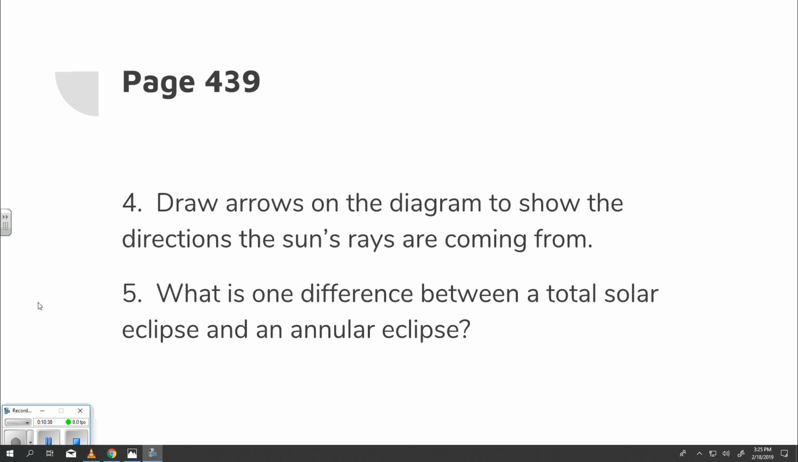Question 4. Draw arrows on the diagram to show the direction the sun's rays are coming from. Draw arrows pointing from the moon toward the Earth on the diagram.